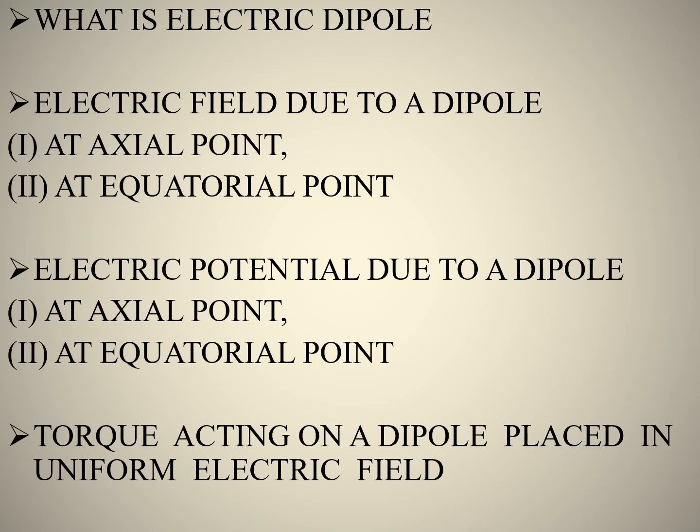These are the topics that we'll be covering today. What is electric dipole? Then electric field due to a dipole at axial point and at equatorial point. Next, electric potential due to a dipole at axial point and equatorial point. And lastly, torque acting on a dipole placed in uniform electric field.